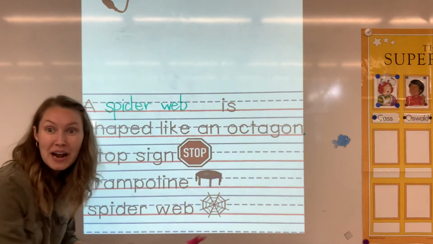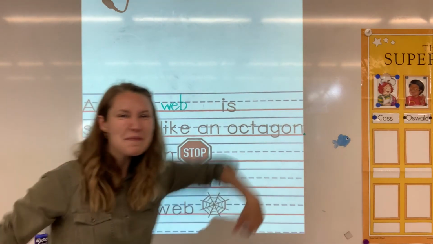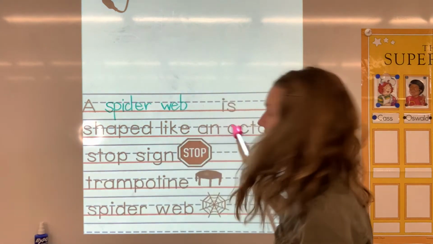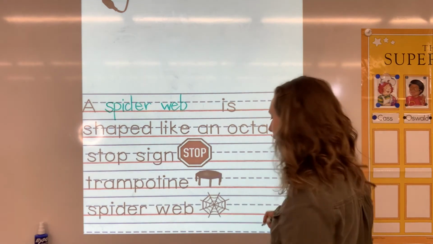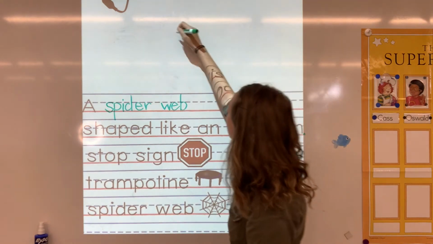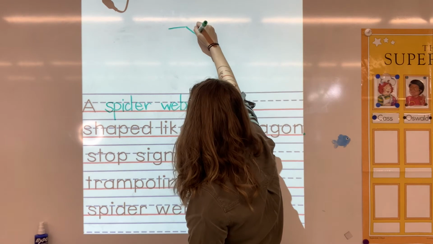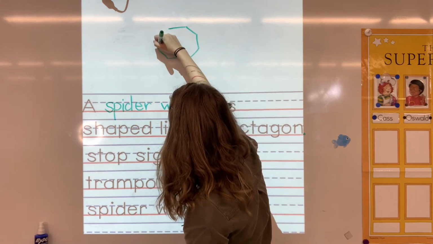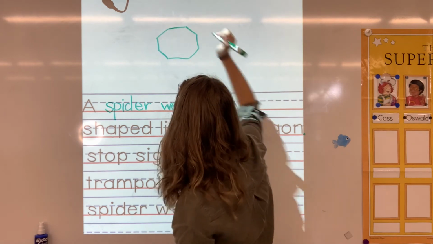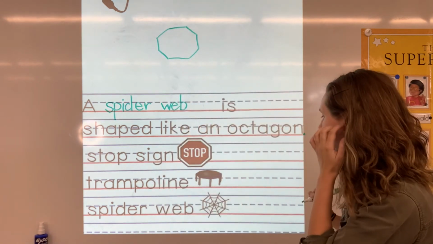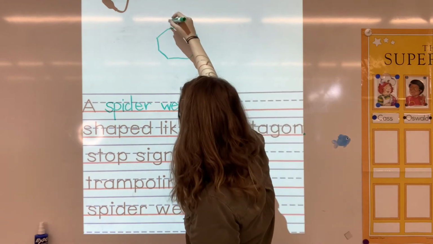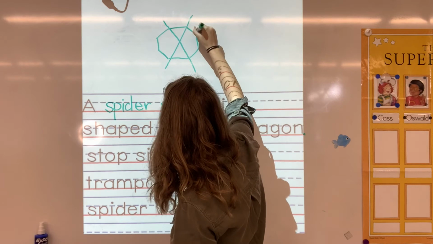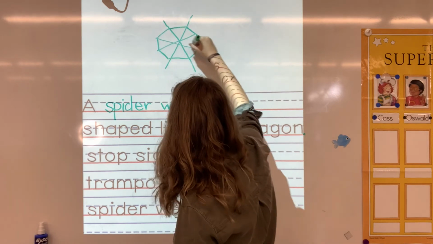And now I'm ready to try drawing my spider web. And is it going to be like any old spider web? No, I need to make it an octagon because that's what we're writing about. So I want to make sure I draw 8 sides. 1, 2, 3, 4, 5, 6, 7, 8. Okay, so there's the start of my octagon. And now, because it's a spider web, I'm going to draw lines to connect my corners to make it look like a spider web.